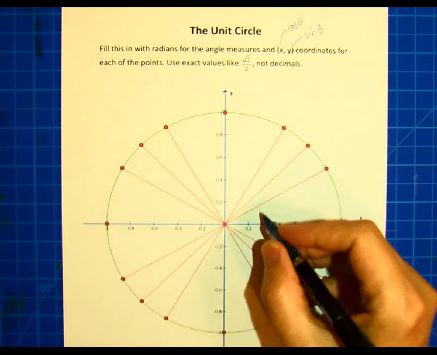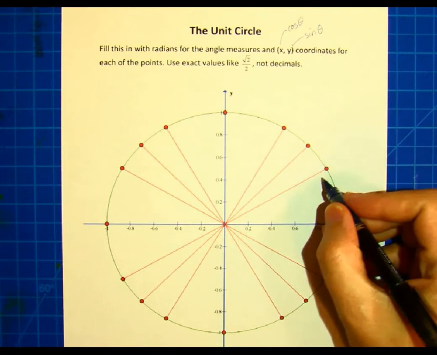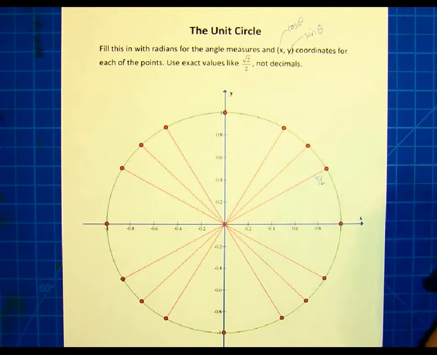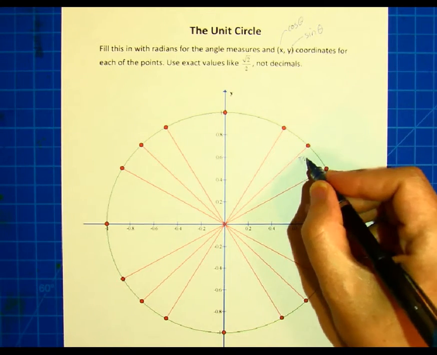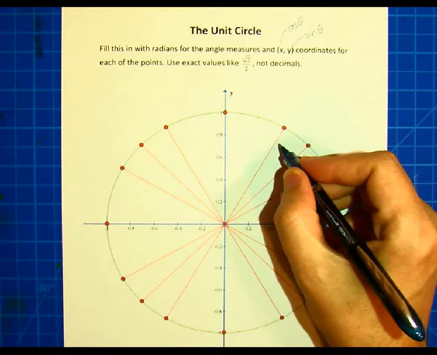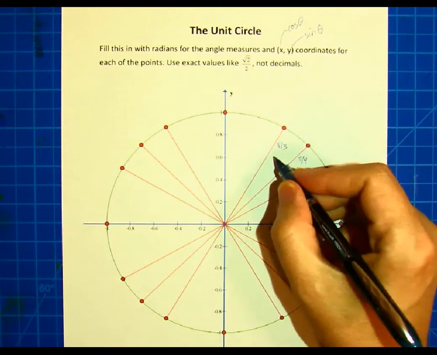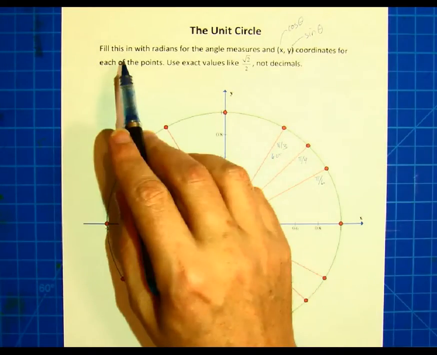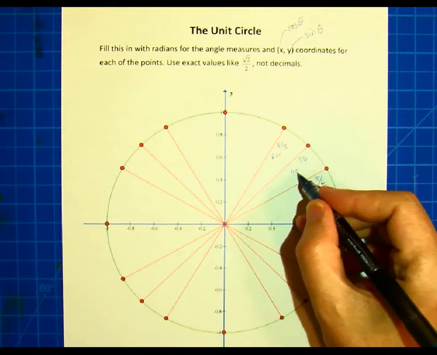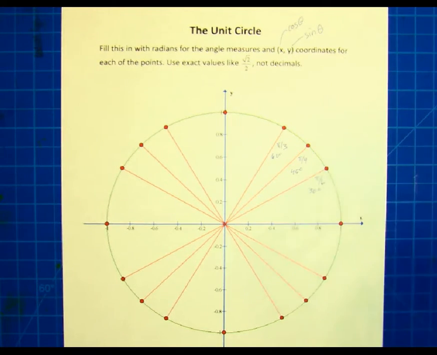So you want to start filling it in. This here is pi over 6, which is 30 degrees. This is pi over 4, which is 45 degrees. And this is pi over 3, for 60 degrees. It says fill it in with radians, but go ahead and put the degrees too if you'd like to. There's absolutely nothing wrong with that.